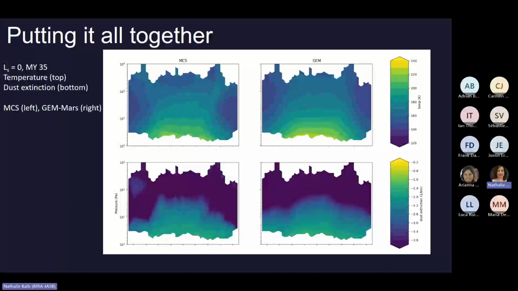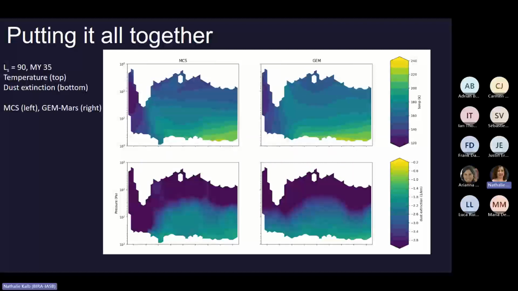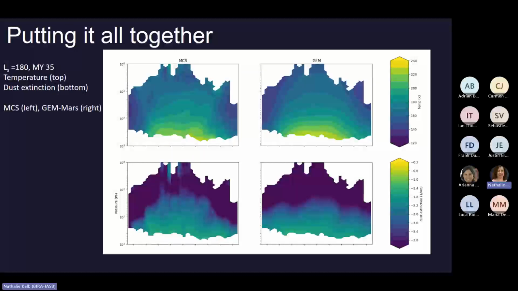And actually our vertical, this is from Mars year 35, by the way. And even our dust, so it's not bad. It is scaled to Mars year 35, but of course the vertical profile is determined by GEM. This is LS90, so now you've got the northern summer. Again, not too bad. This is LS180. Again, I don't know, looks pretty good to me.